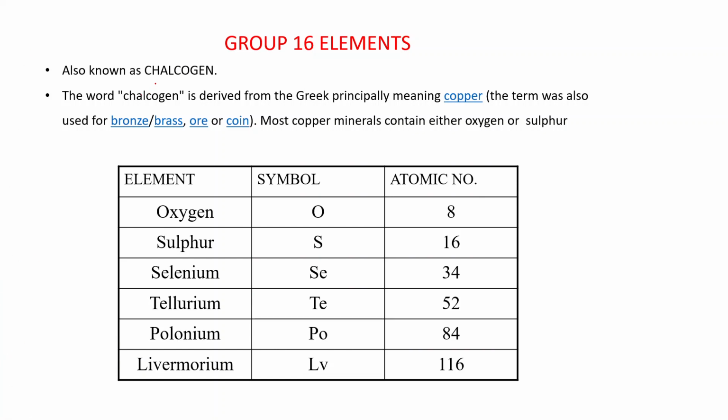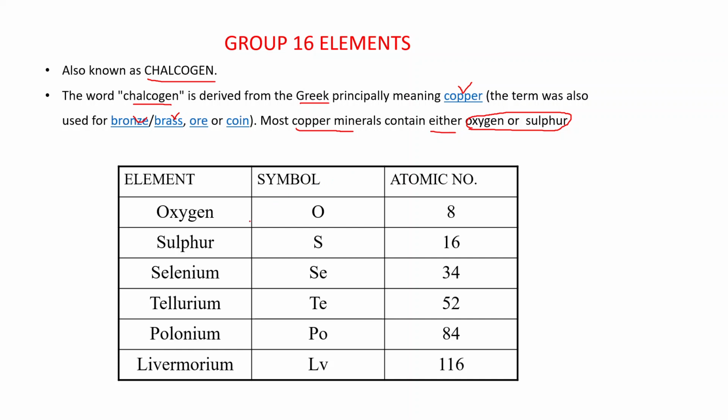These elements are also known as chalcogens. Actually, this word chalcogen is derived from the Greek and its meaning is copper. The term was also used for bronze or brass. Actually, bronze and brass also contain copper as the main element. Most copper minerals contain either oxygen or sulfur, and these belong to group 16 elements. That's why group 16 elements are also known as chalcogens.